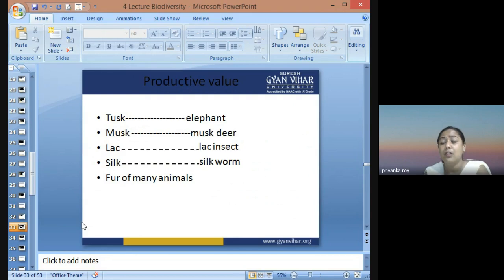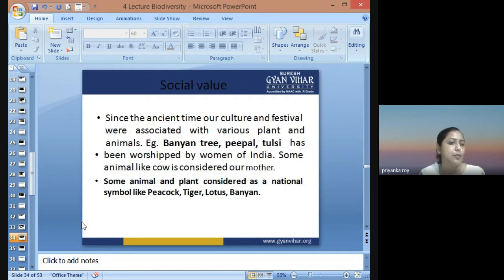Productive value is like the elephant tusk, which is highly valued, although it is illegal to poach it. The gland of the musk deer is prized, and people poach these animals for their musk glands. Lac insects seep a type of sap which is used for various purposes. Silkworms and animals for fur all have productive value, but now it has a cap and some restrictions in utilizing it.